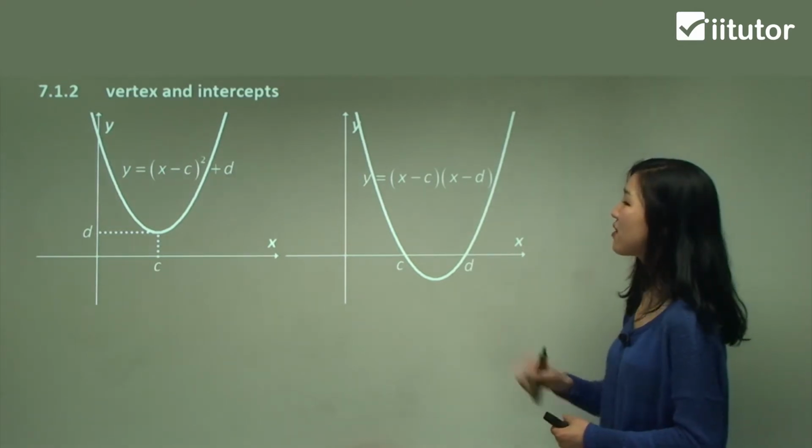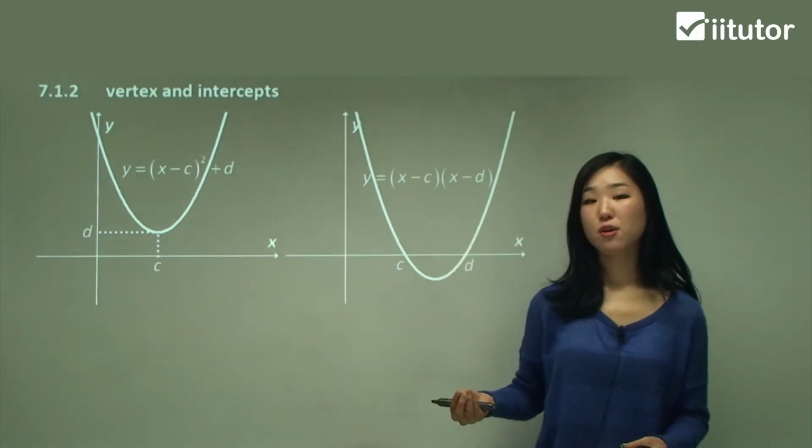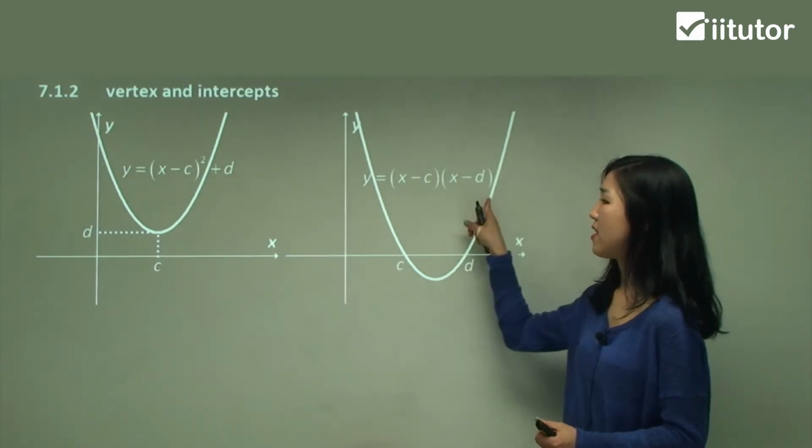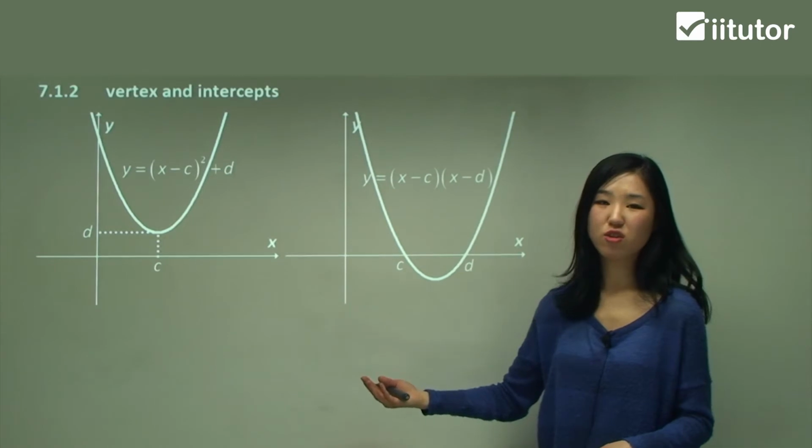Now, if it isn't already factorized for you, make sure you always factorize it with your quadratic knowledge, and then make it into this form, and then take your usual steps.